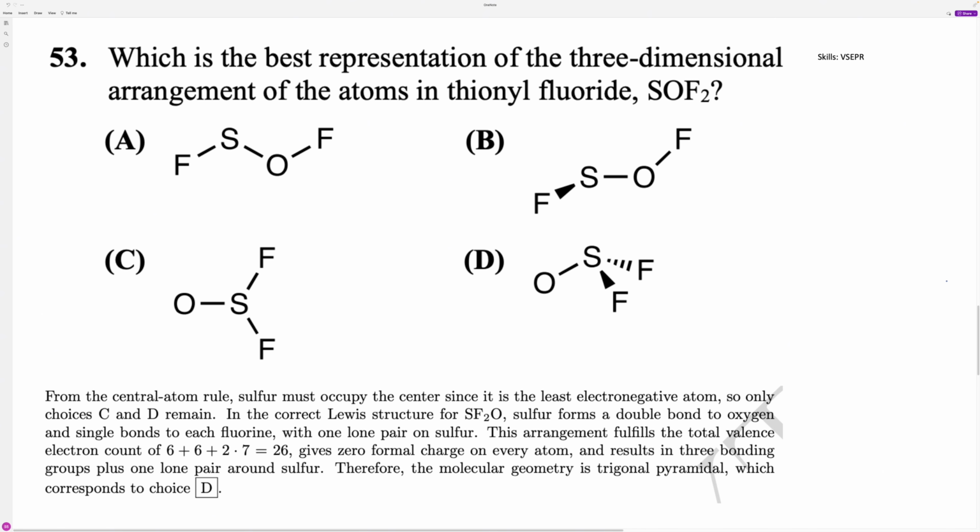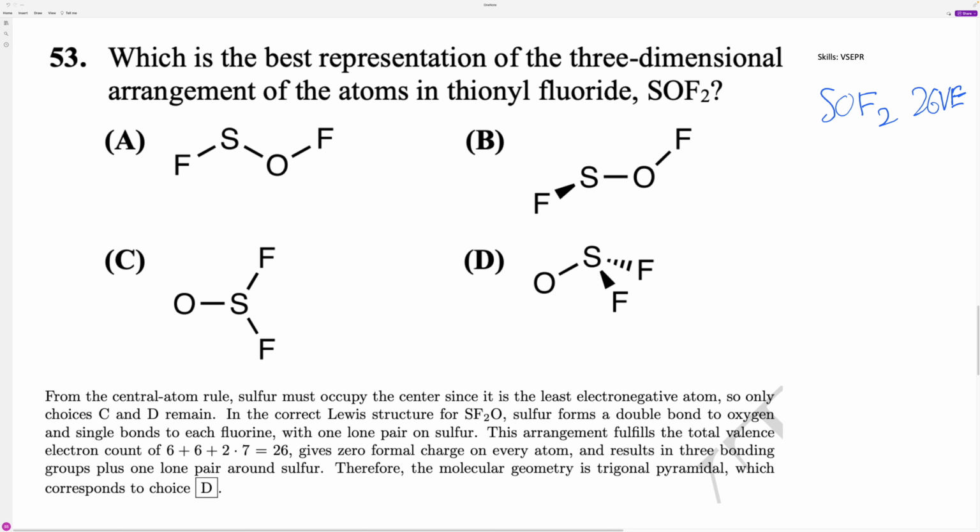So we're just going to draw this molecule out and use VSEPR to try to figure out what type of structure it is. So SOF2 is going to have 26 valence electrons. And one thing you have to know when you're drawing molecules is that there's a rule that the least electronegative atom has to be the center atom.